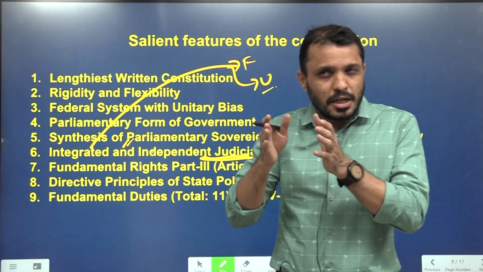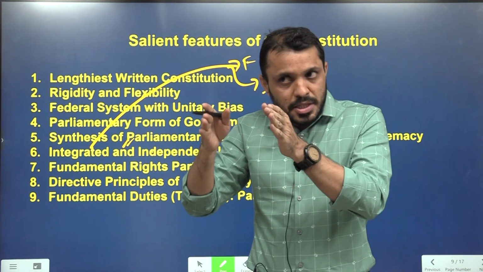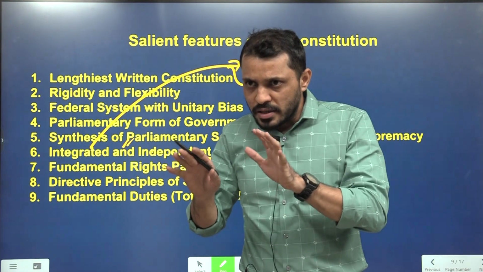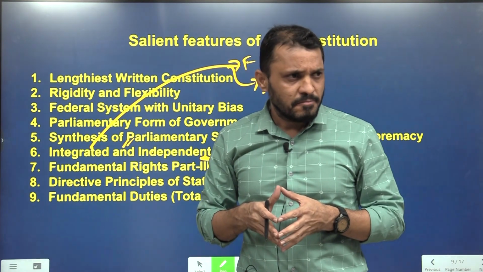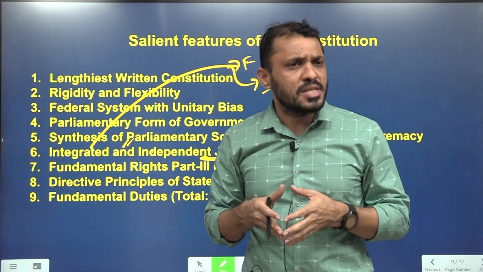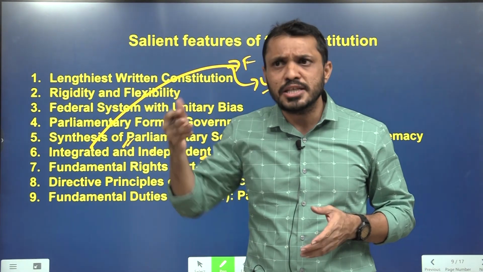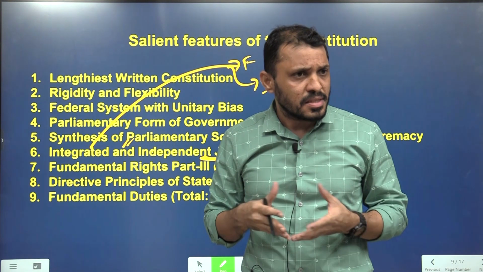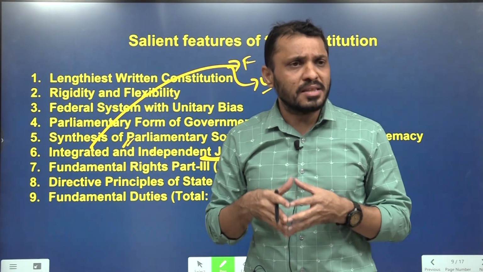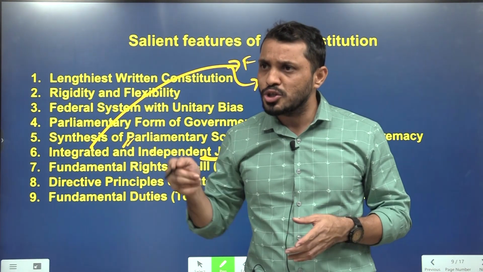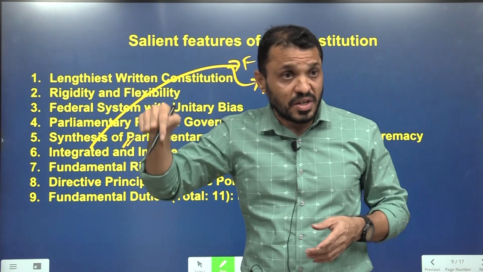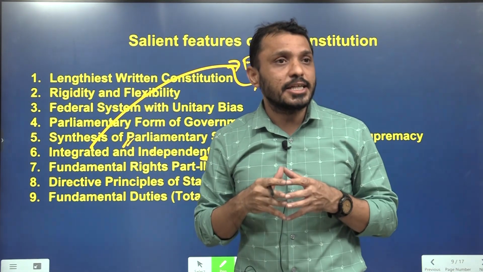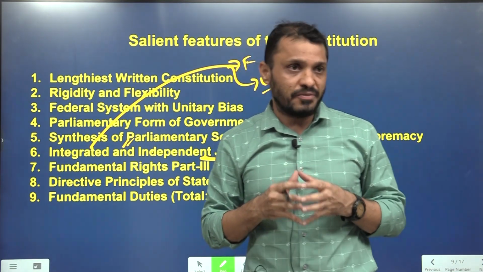Think. Integrated means single. Single means states don't have any role. That means unitary. Who appoints the High Court judges? The President. The President is the union executive, not the state executive. Who transfers the judges? The President. Who pays the pensions of the High Court judges? The Consolidated Fund of India, not the Consolidated Fund of the State. So, integrated judiciary is an example of a unitary feature.